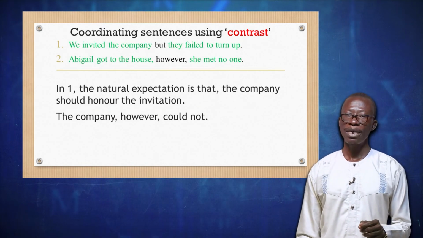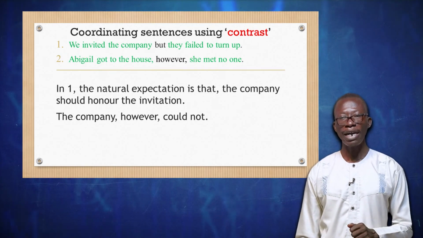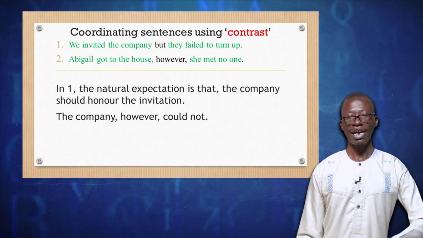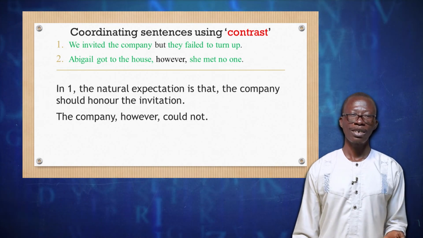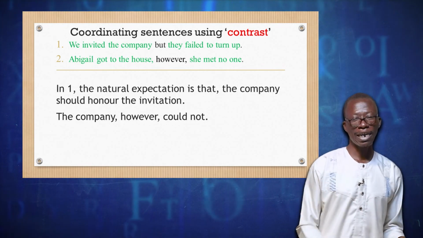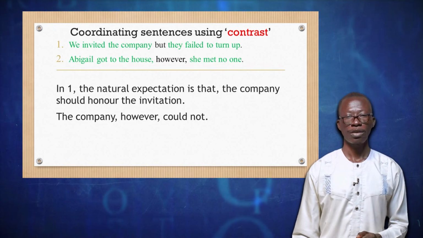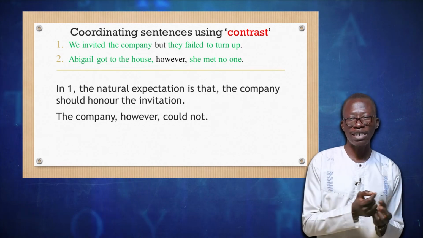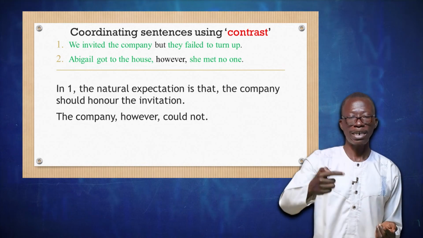We invited the company, but they failed to turn up. Abigail got to the house, however, she met no one. So you see, Abigail got to the house, however, she met no one. In sentence 1, the natural expectation is that the company should honor the invitation. The company, however, could not. The writer therefore linked the two independent clauses perfectly by the use of but and however in the two sentences.